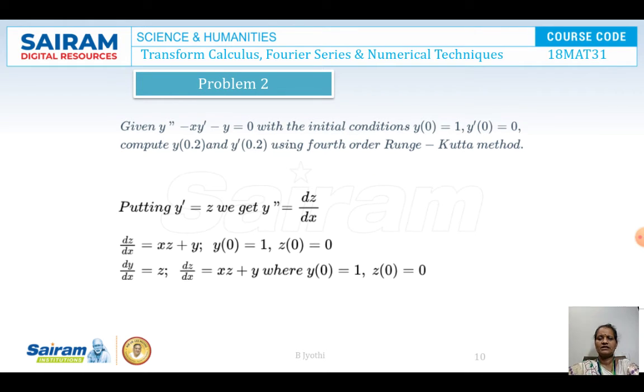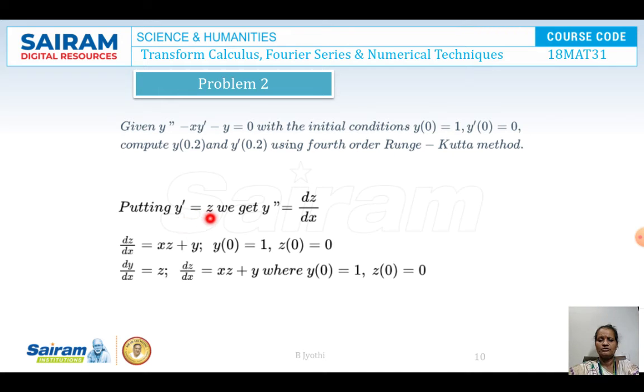Next problem. Given y double dash minus xy dash minus y equals to 0 with the initial conditions y of 0 is 1 and y dash 0 is 0. Compute y of 0.2 and y dash of 0.2 using the fourth order Runge-Kutta method.